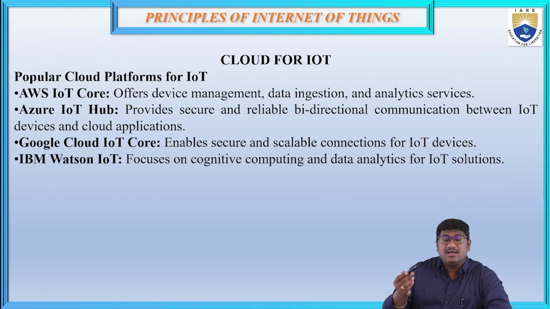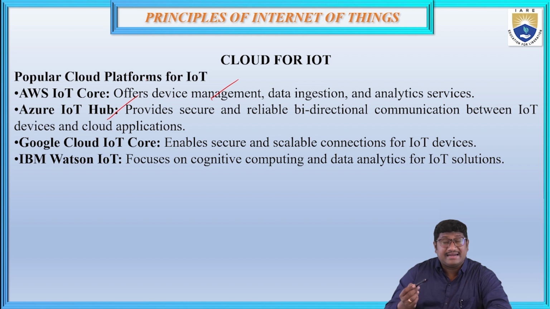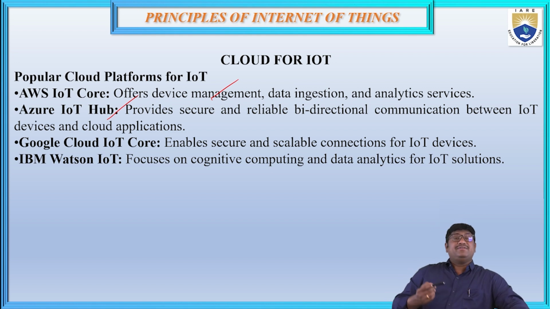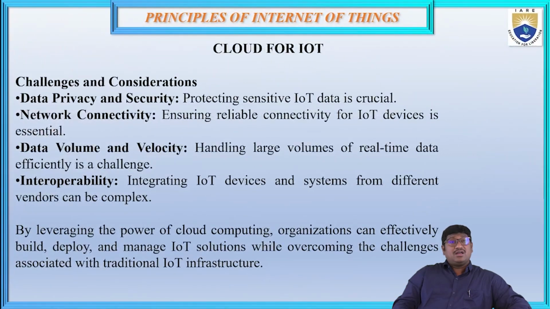And what are the different popular cloud platforms in IoT? AWS IoT, which offers device management, data ingestion, and analytical services. Azure IoT Hub, the second one, which provides secure and reliable bidirectional communication between IoT devices and cloud applications. Google Cloud IoT Core, which enables secure and scalable connections for IoT devices. IBM Watson IoT, which focuses on cognitive computing and data analytics for IoT solutions. These are the popular ones.